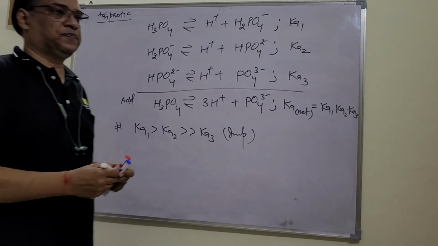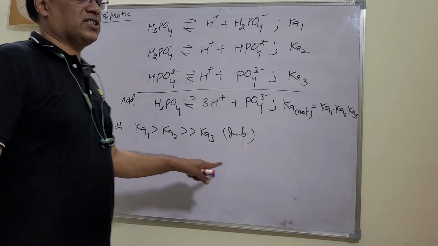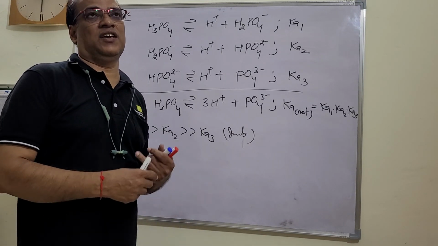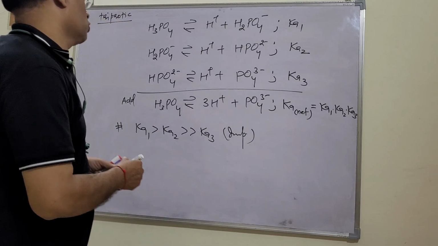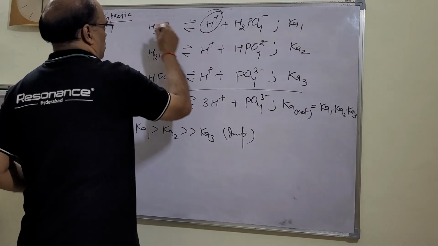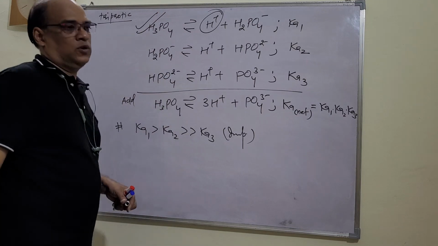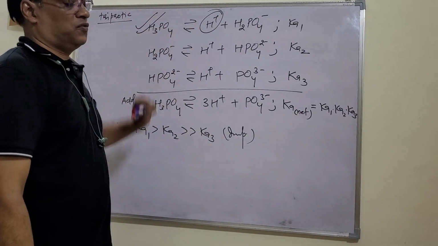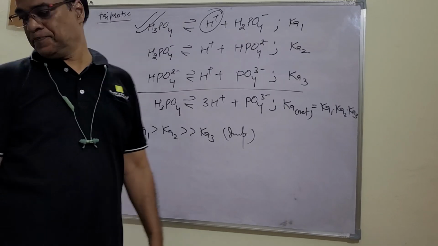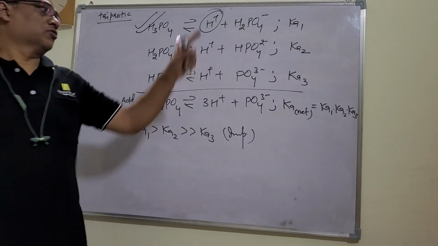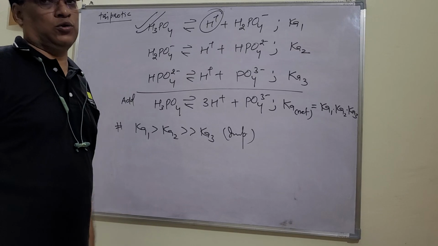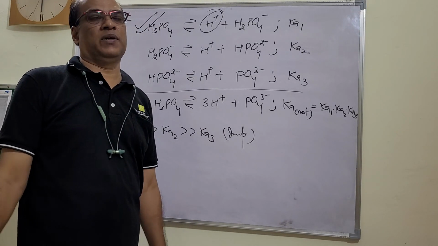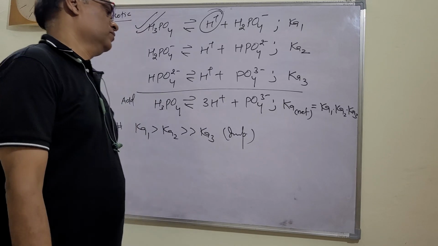What are those points? Only first ionization is significant. Got it? Second and third ionization are insignificant. That's why the proton contribution is by only the first step. So whatever significant H ion you are getting, that will be from the first step only. Got it? So a similar treatment you can do with the base which liberates 2 OH ions and which liberates 3 OH ions. Got it?